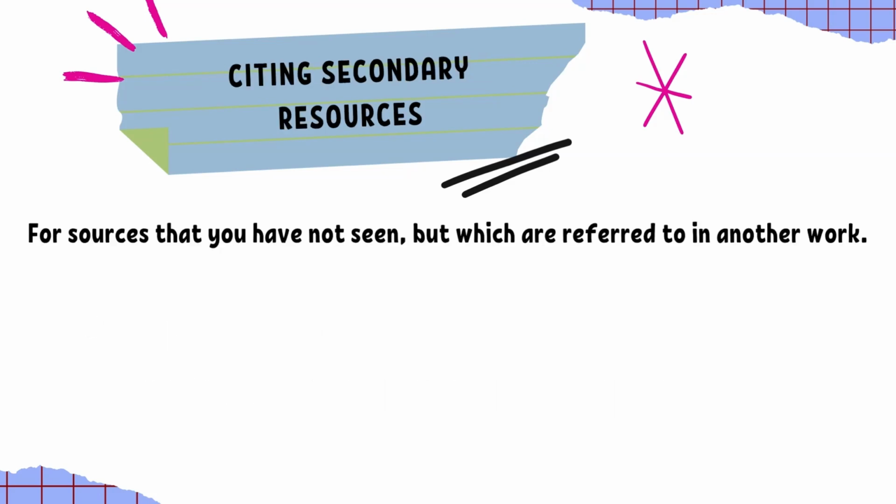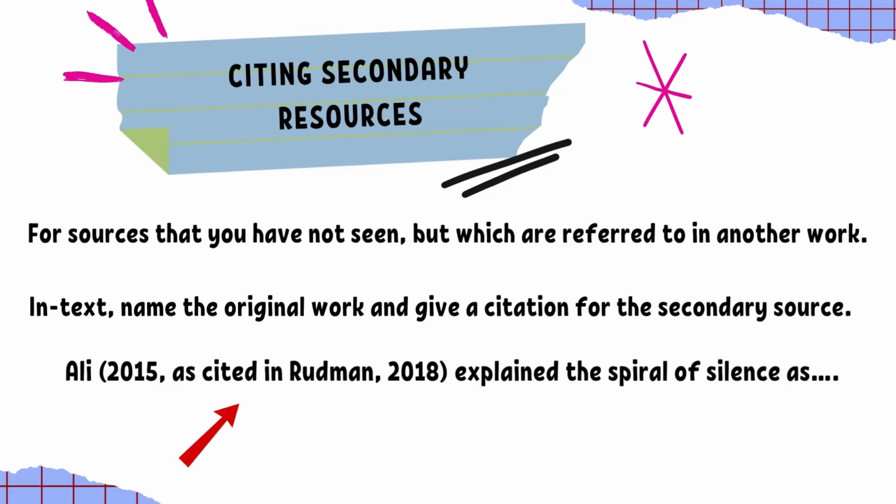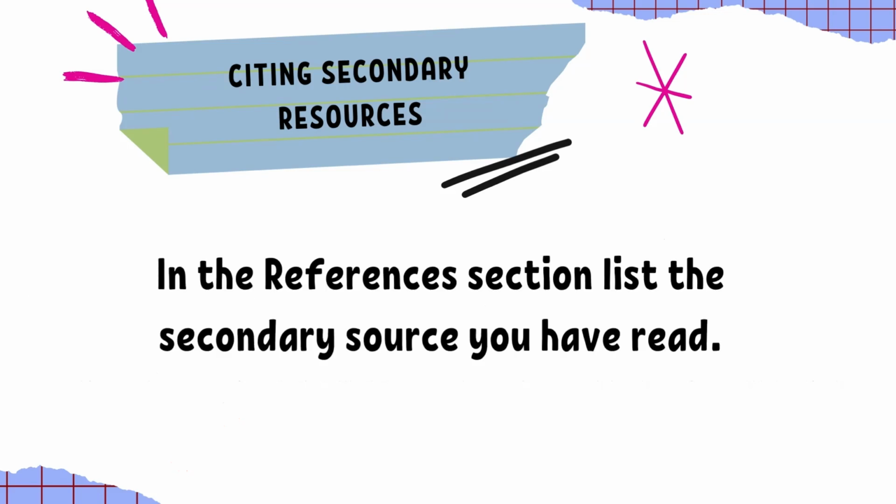Citing secondary resources. Citing secondary resources means citing sources that you have not seen but which are referred to in another work. So in the text, name the original work and give a citation for the secondary source. For example, Ali 2015 as cited in Rudman 2018 explains the spiral of silence as. In the references section, list the secondary source you have read.